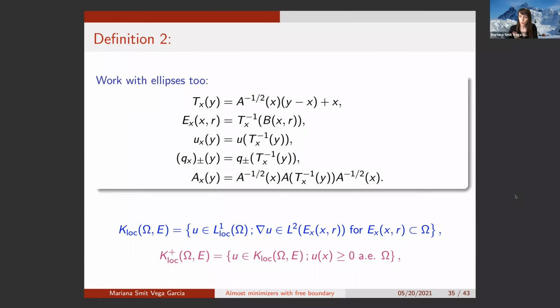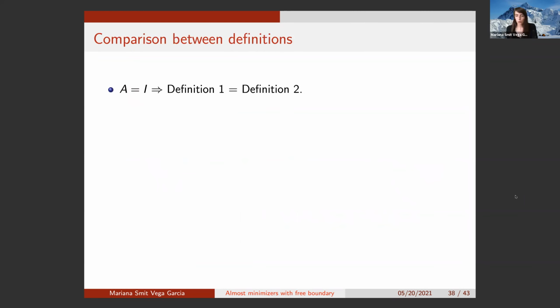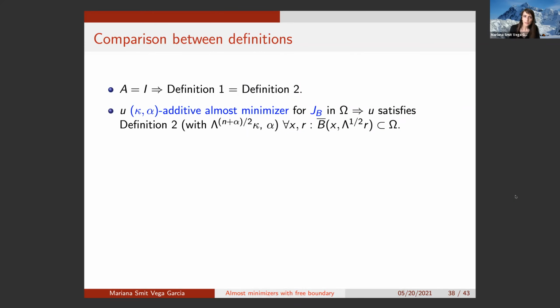And with these, we wanted to see what we could do. What results could we actually stretch? What were the problems we were going to face? So let me mention a little bit what are the comparisons between all of these definitions. In the identity case, so when the matrix A is always the identity, that means we were in the original setting. And the two definitions between balls and ellipses, they don't change, of course, they're the same. Then if we have an additive almost minimizer with the definition of balls, you can show that you will be an additive almost minimizer with the definition of ellipses. The constants change, but an important comment is that they change in a universal fashion, so that is not a problem.